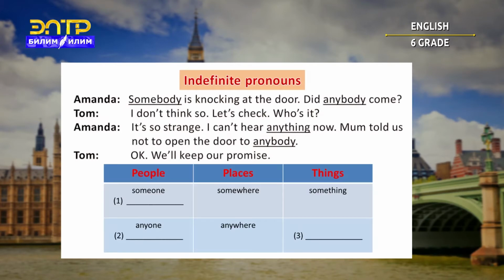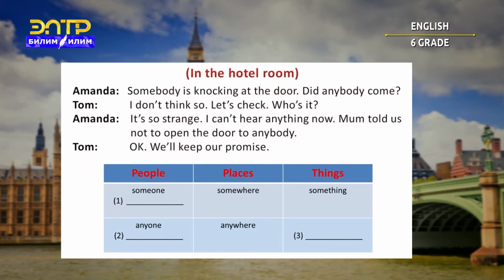Now, complete the chart with the underlined indefinite pronouns. So, number 1, somebody. Number 2, about people, anybody. Number 3, about thing, anything.